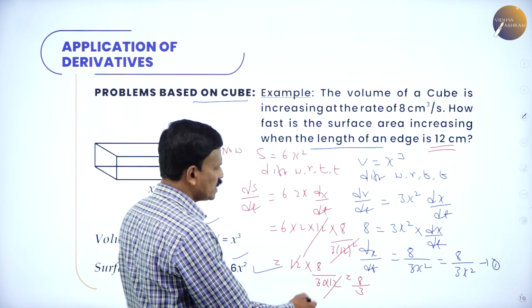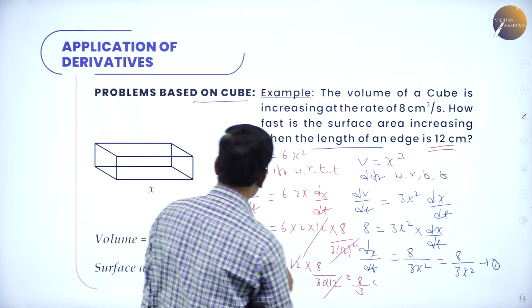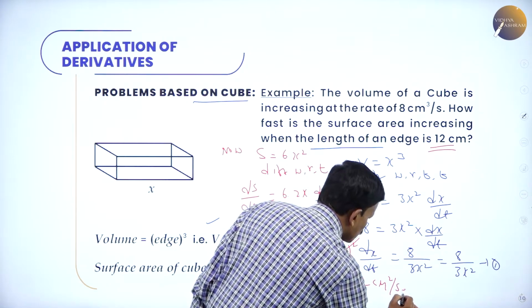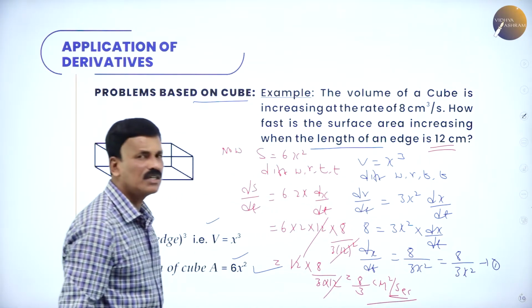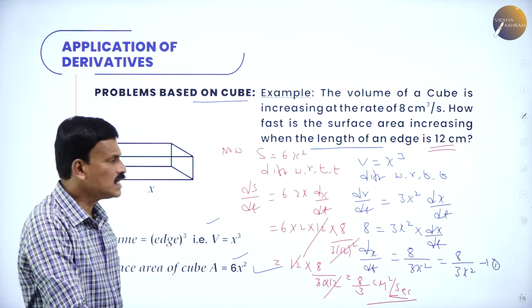So what is the required answer? 8 by 3. What is the unit? Since it is dS by dt, surface area, we are going to get centimeter square per second. So the required answer for this is 8 by 3 centimeter square per second.